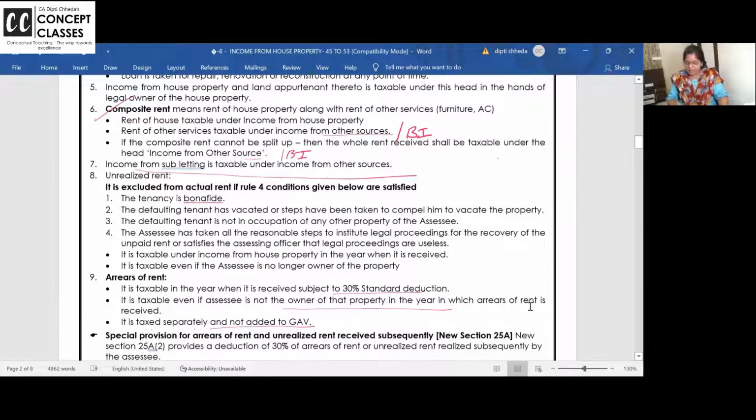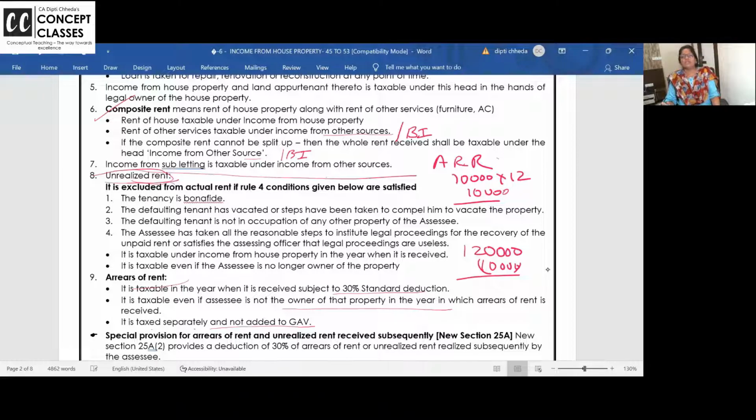Now, one thing I really missed out, 8 minutes. Arrears of rent and unrealized rent is taxable whenever you receive it, 30%. But when the rent becomes unrealized, suppose your actual rent receivable is 10,000 into 12. There is no vacancy, but March month rent the person didn't pay. Then from actual rent, you can deduct unrealized rent. I want to repeat. What is actual rent receivable for this property? 10,000 into 12, 120. उसमें से ना 10,000 minus करने. Simple.